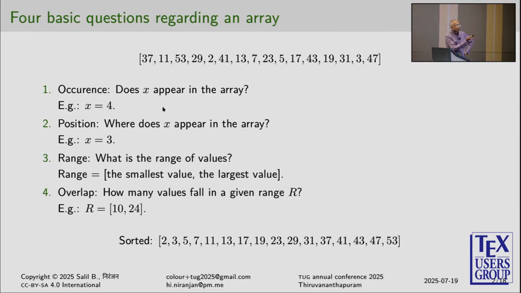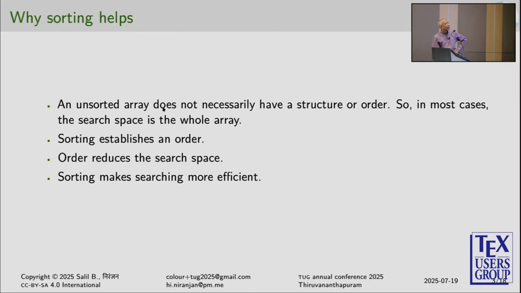So we see that with a sorted array, things were simpler to answer. And why was this? An unsorted array does not necessarily have a structure or order. So you have to scan the whole search space, which is in this case the whole array. If you sort it, basically you are establishing some order. With order, your search space reduces. So your computation reduces. And that makes it more efficient.